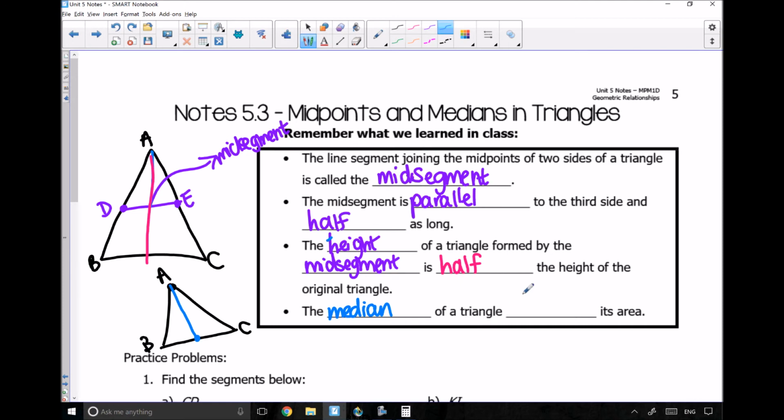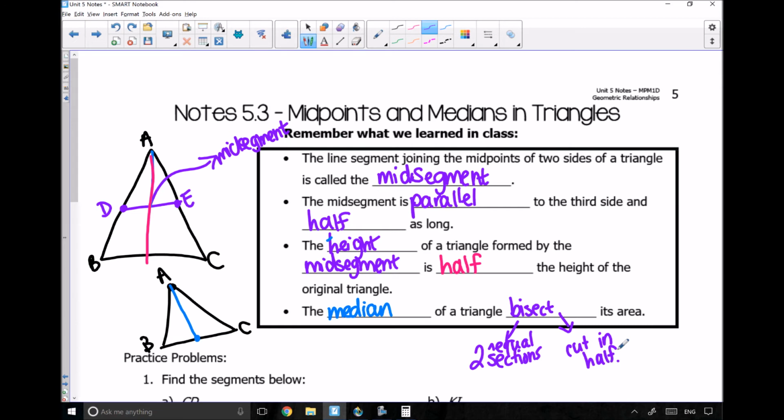The median of a triangle is going to bisect its area. Now, what does the word bisect mean? Well, to bisect something, it means you're going to create 2 sections. And the sections are equal, so we'll say actually 2 equal sections. That's what it means to bisect. So in other words, to bisect, it just means to cut in half.